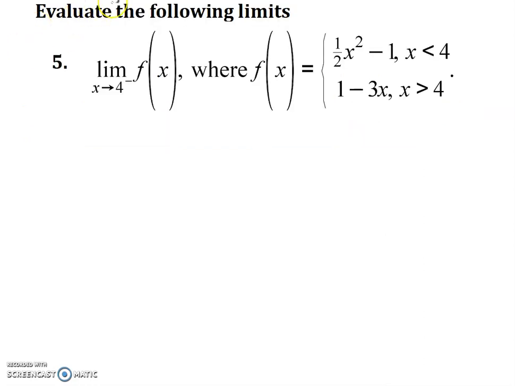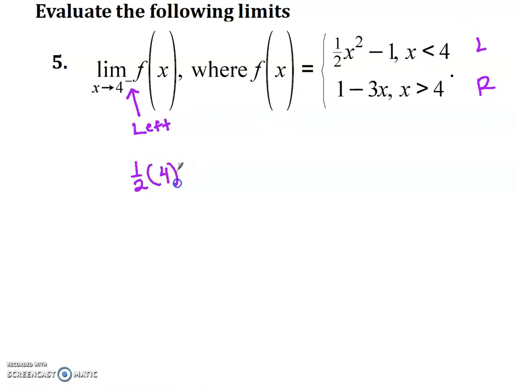If we look at number 5, to evaluate this limit we want the limit as x approaches 4. Remember that the negative after means from the left, where f of x is equal to this piecewise function. We've got 4 in the inequality, so this graph is going to end at 4 on the left side. This equation represents the left side, and this one represents the right side, since it's the greater than inequality. This tells you which equation to plug into. We're going to use the top one since it's the left limit.